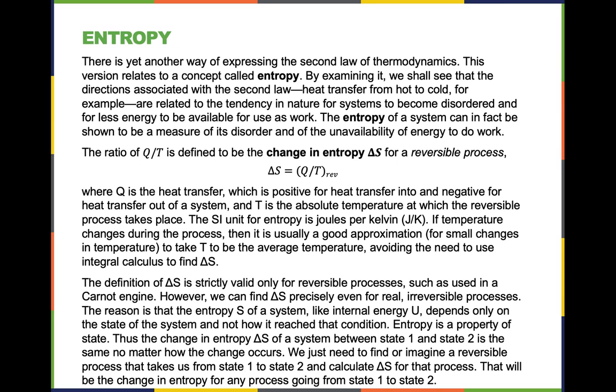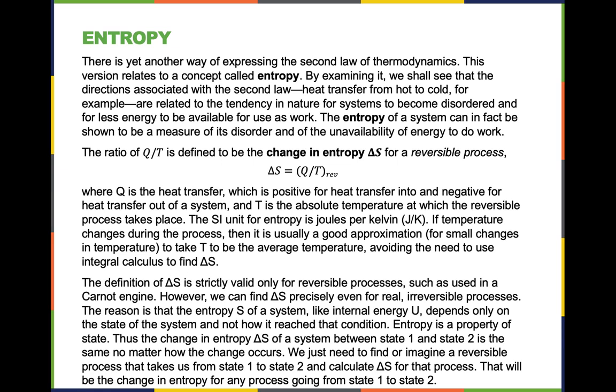The ratio Q over T is defined as the change in entropy, delta S, in a reversible process. So delta S is Q over T reversible. The SI unit for entropy is joules per Kelvin, because we have heat up here and temperature down here. If temperature changes during the process, then it is usually a good approximation for small changes in temperature to take T to be the average temperature, avoiding the need to use integral calculus to find delta S.